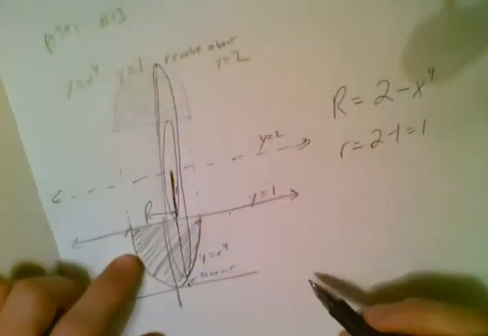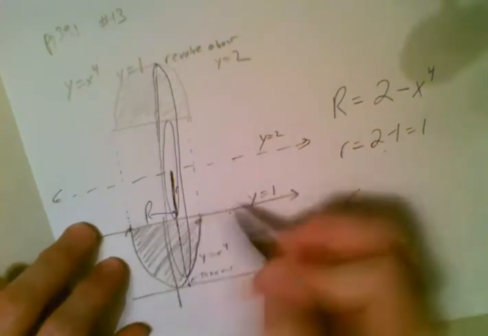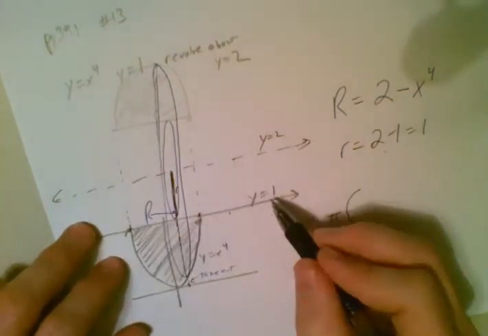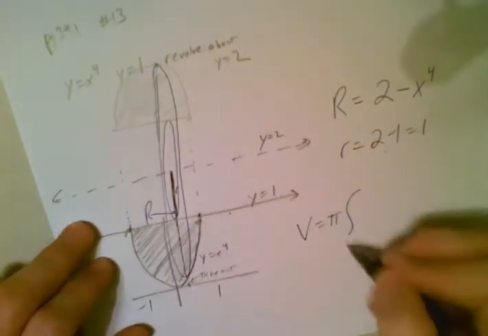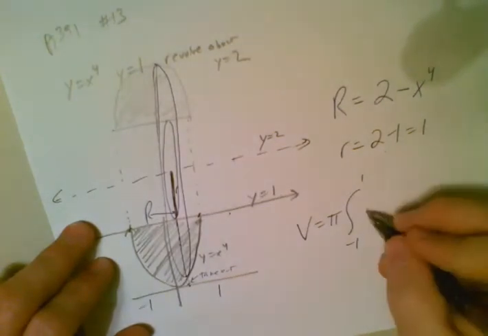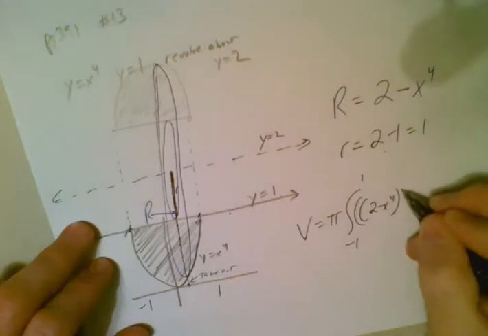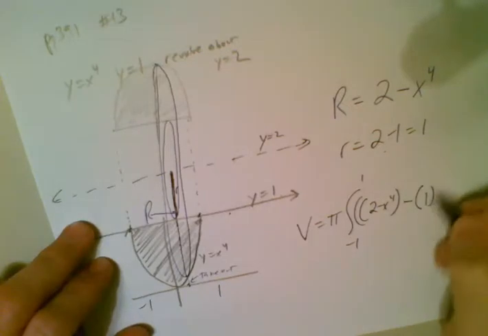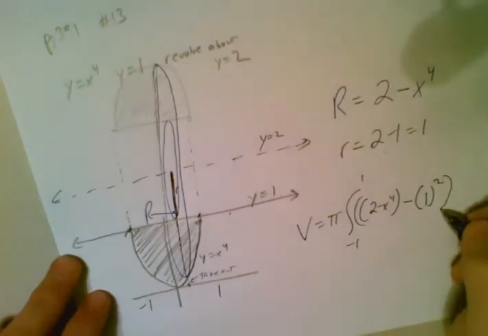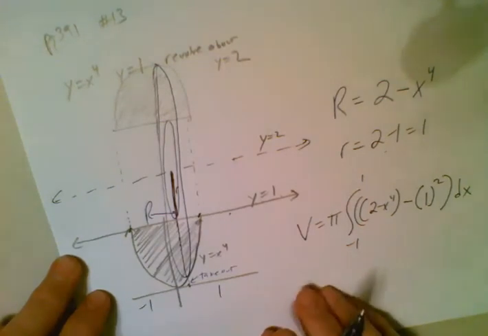So my volume is going to be pi times the integral. I have to find these points: x to the fourth hits 1 at negative 1 and 1. So the integral from negative 1 to 1 of big R squared minus little r squared, dx. I know it's silly to write it that way, but that's what it is.